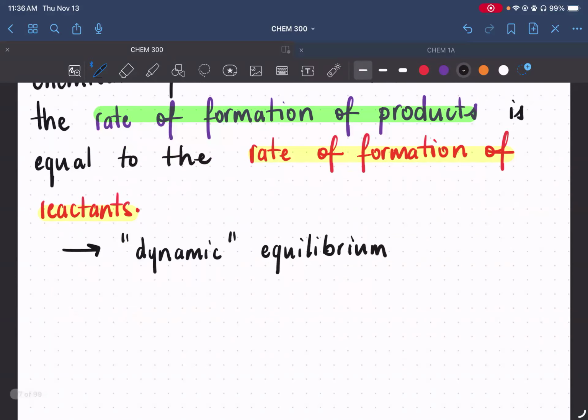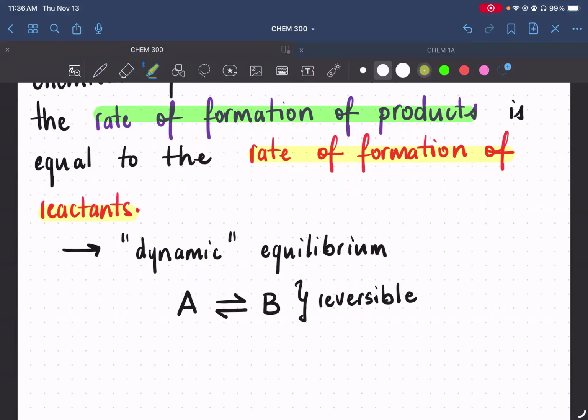And what that means is for a generic reaction where A is converted to B, the reaction is reversible. And reversibility is represented by this arrow right here. If you recall, we had seen this arrow earlier in acids and bases back when we were identifying conjugate acid, conjugate base, and all the like.